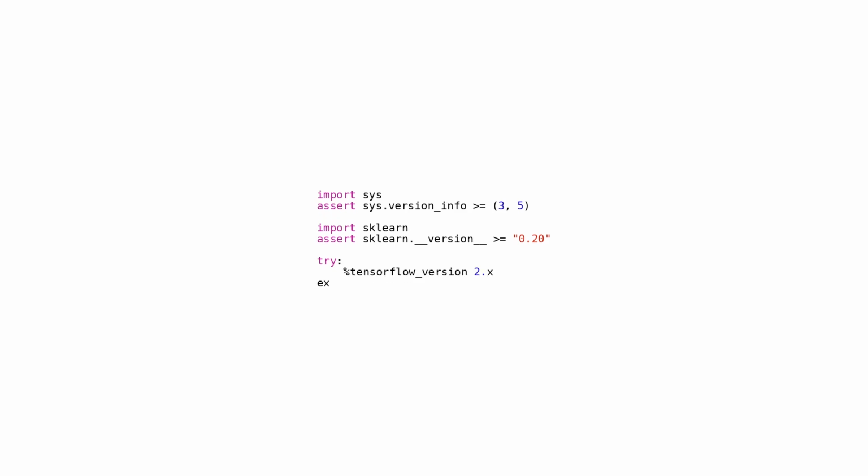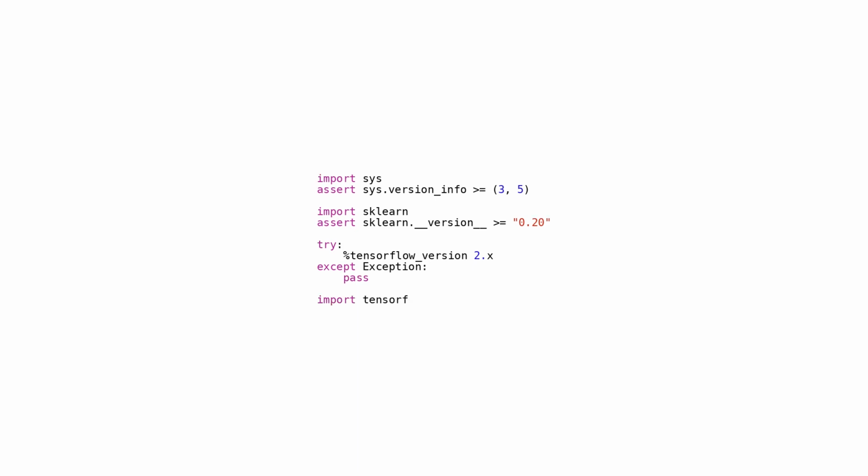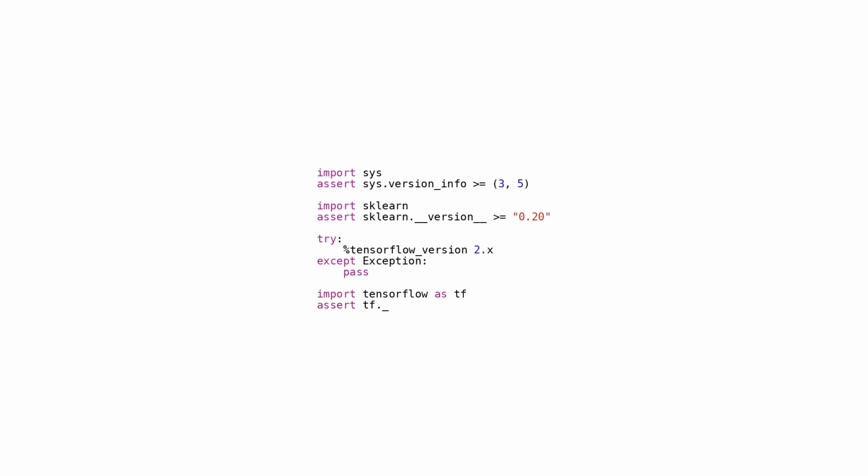This text describes a series of tasks performed by a code snippet. 1. Checking versions. The snippet validates that the Python version is 3.5 or higher, scikit-learn version is 0.20 or higher, and TensorFlow version is 2.0 or higher. These checks are essential for ensuring the code runs smoothly with the necessary dependencies.